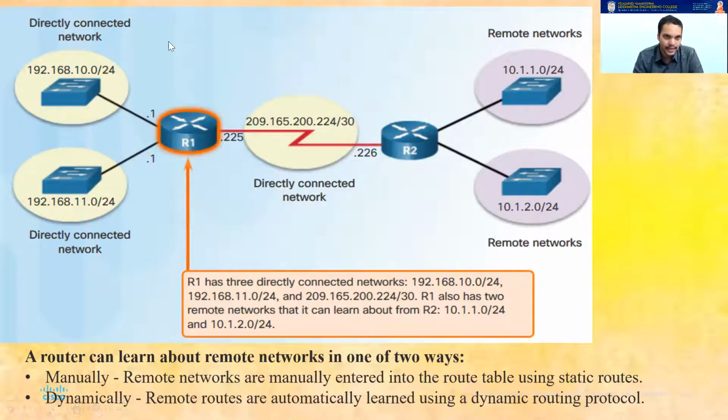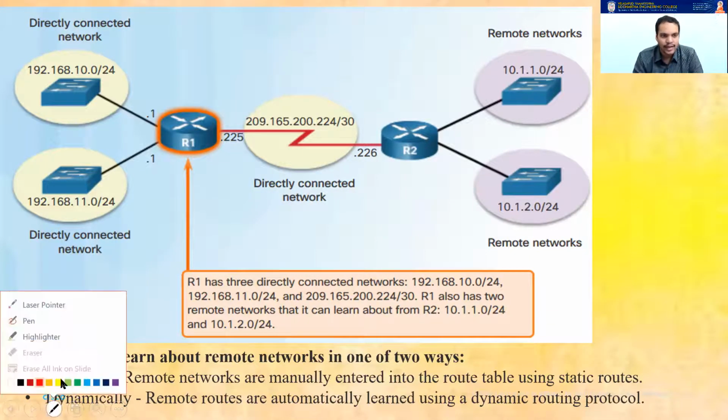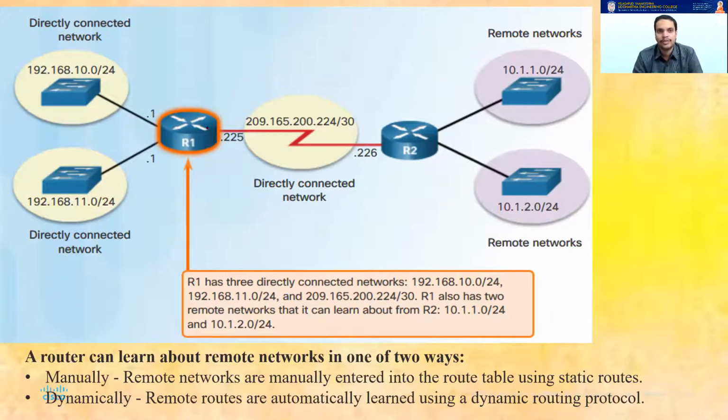Let me take the example of R1 here. Let R1 be my particular router in which I am interested. I told you there are three different types of information present. The first one is called directly connected routes. So what are the directly connected routes? In R1's table, if you see here, R1 is directly connected to 3 networks.